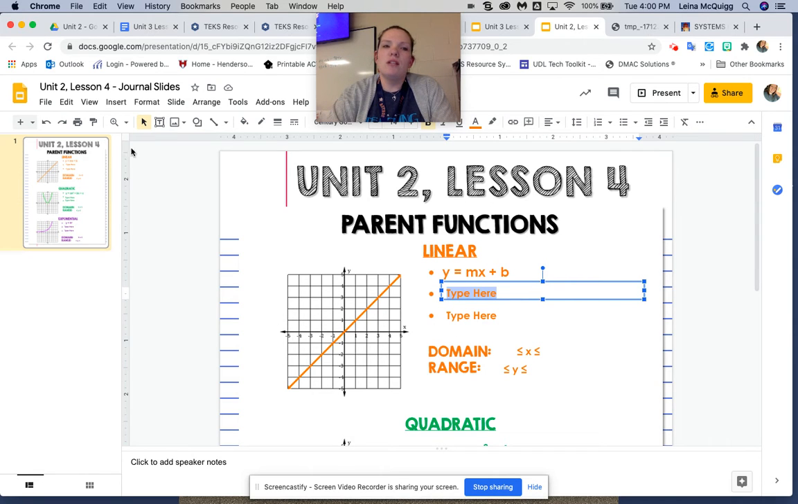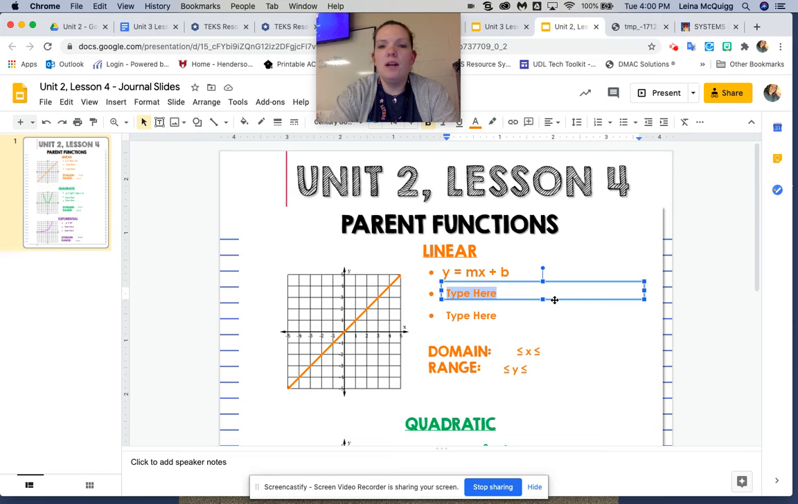Okay, so we are looking at parent functions. I zoomed in here; you might have to zoom in on yours. When we're talking about linear functions, the parent function is the straight line. This is what our parent function looks like, and this is an equation for it: y equals mx plus b is the general form. This is slope-intercept form.